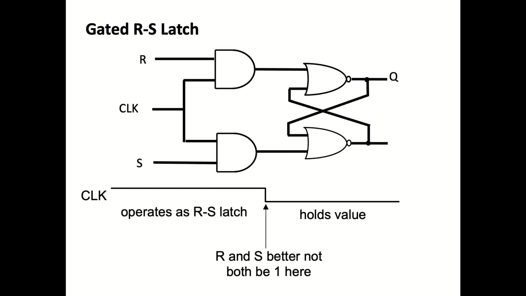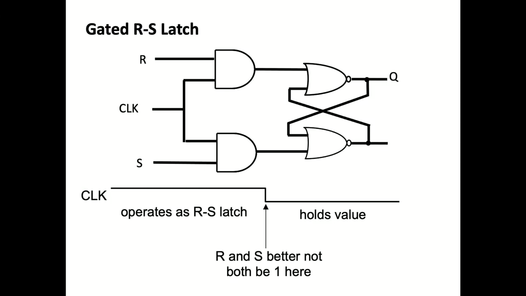The thing, of course, that we really want to avoid is having R and S high right when the clock goes low. Because if R and S are high, then these two are high, and because they're now synchronized by the clock, they will both go from 1 to 0 at the same time. Okay, so be careful. Don't want that to happen.